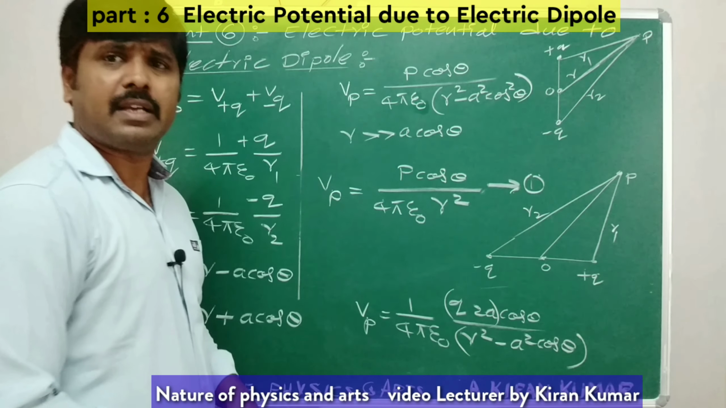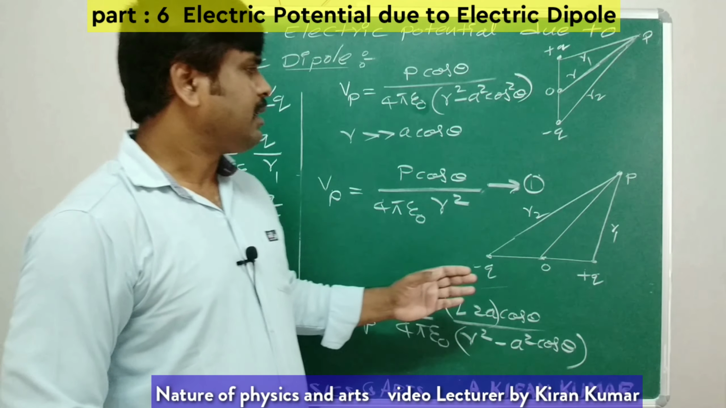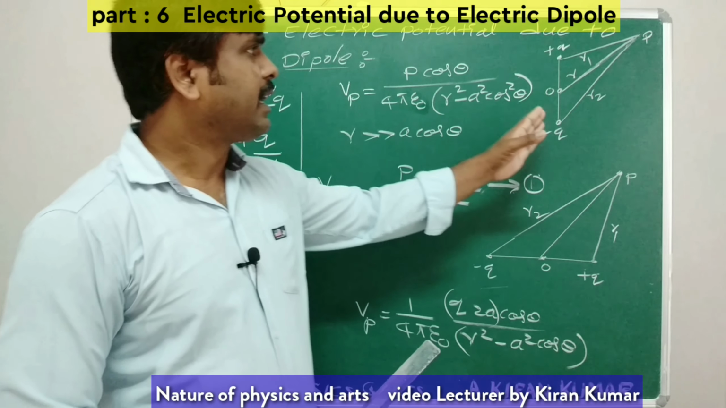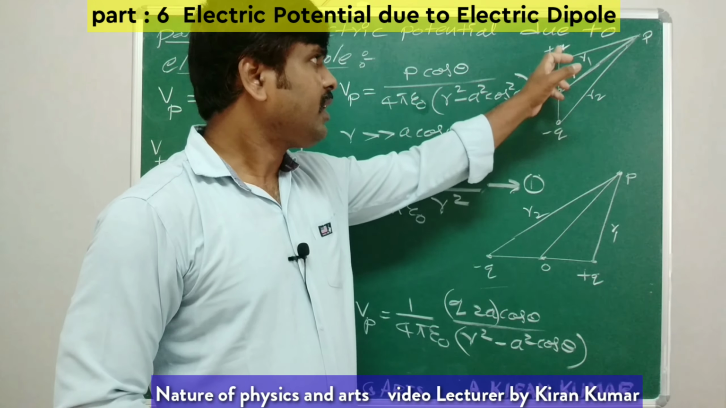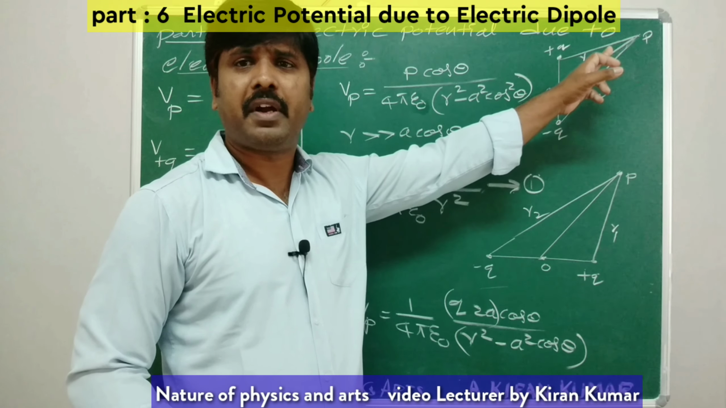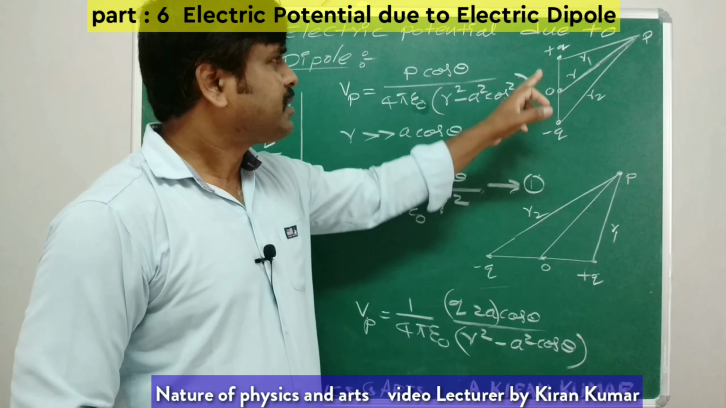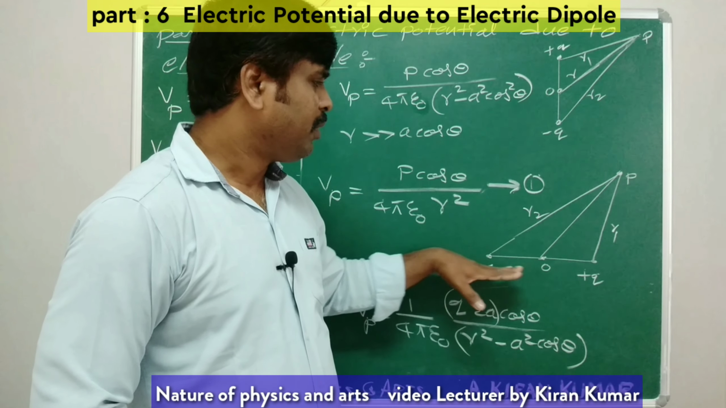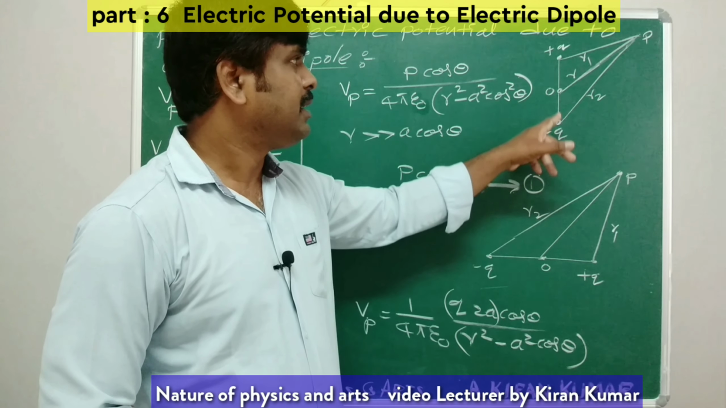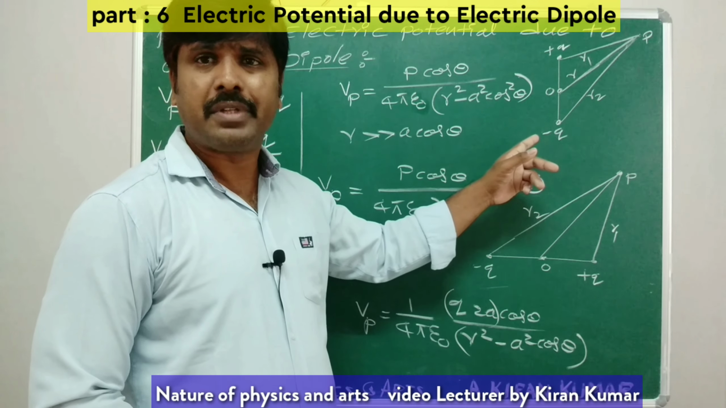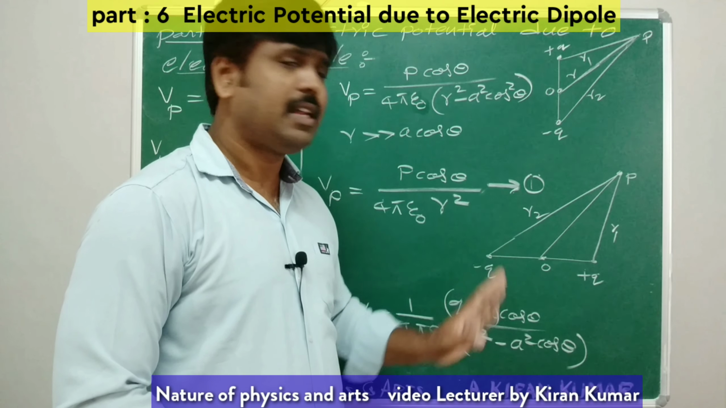And we have to discuss the electric potential on the axial line and also the equatorial line. Initially I gave you a diagram like this: the positive charge, the negative charge, O is the center, and at a point P we are finding the electric potential. It is the same diagram here, only the dipole was along the x-axis and here it is along the y-axis, so it is easy for understanding. We can also take this diagram.